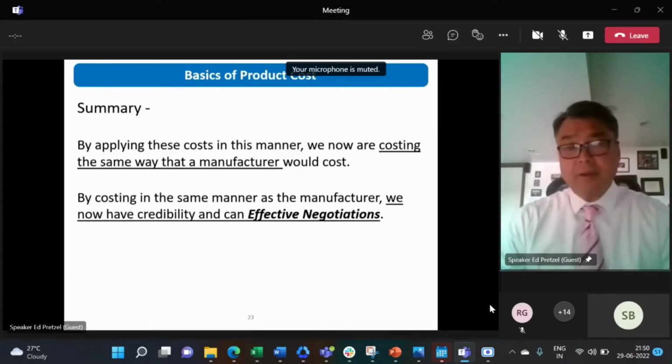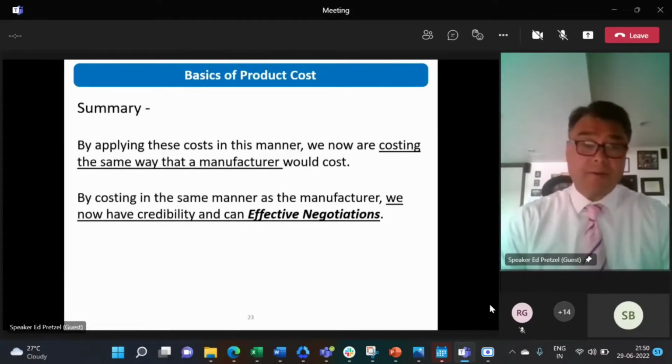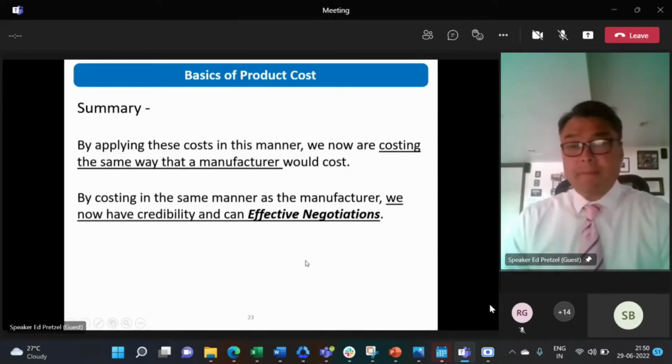So by applying costs in this manner, we are now costing the same way that a manufacturer would cost, and that sets us up to have credibility so we can support effective negotiations.